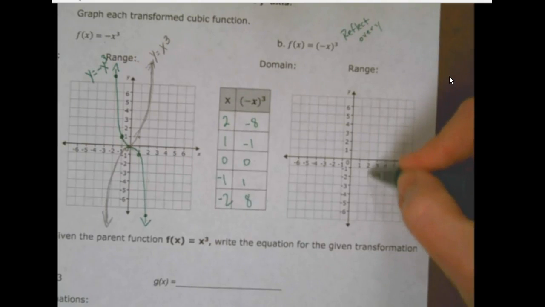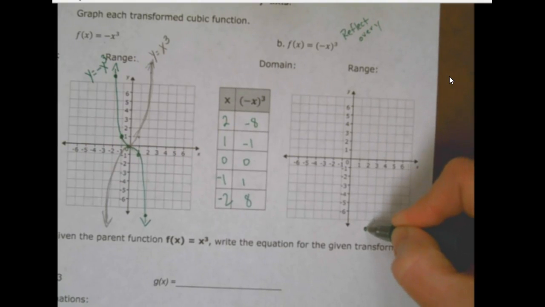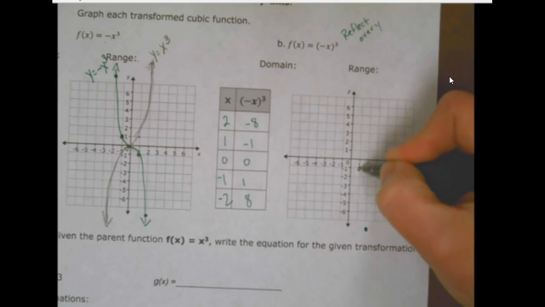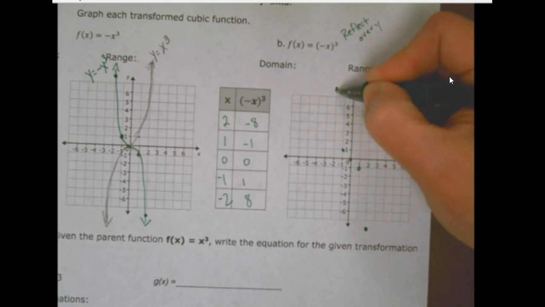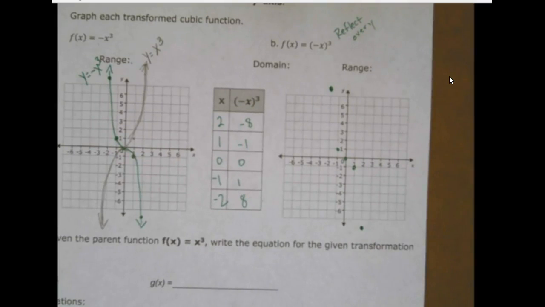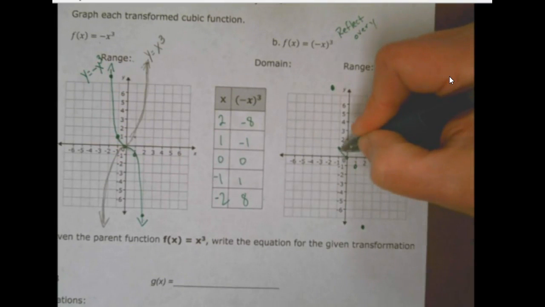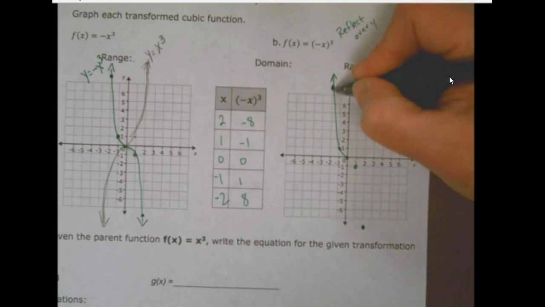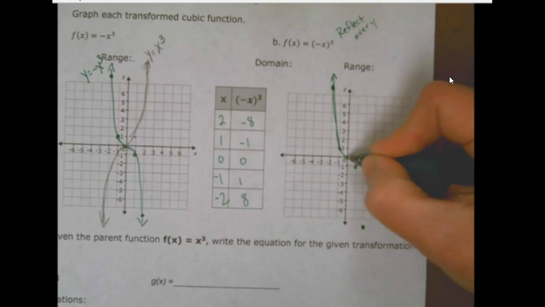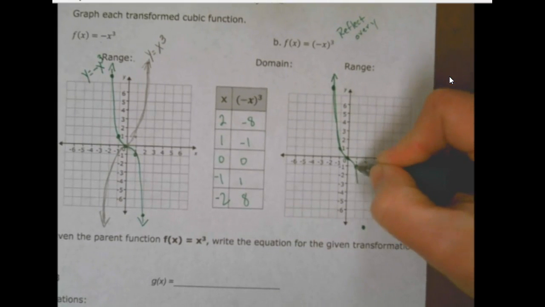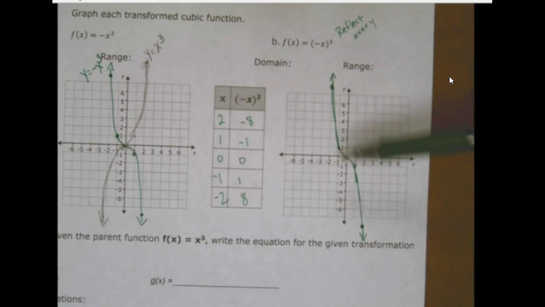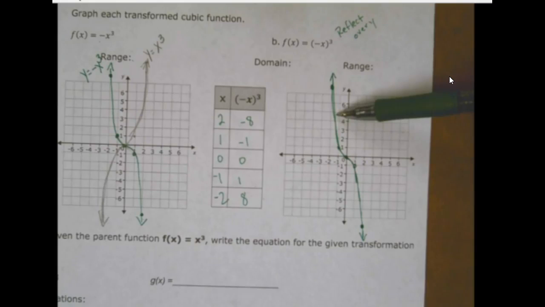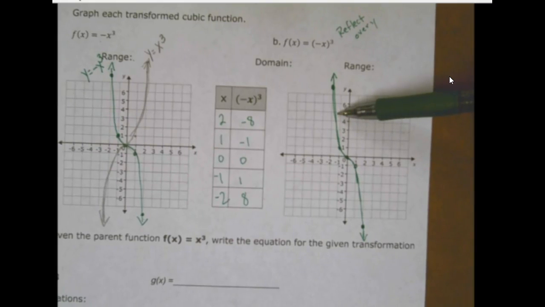So this 2 is going to go with -8. And this we're going to make a curve right here. And we're going to make this curved. And this is a reflection over the y-axis.